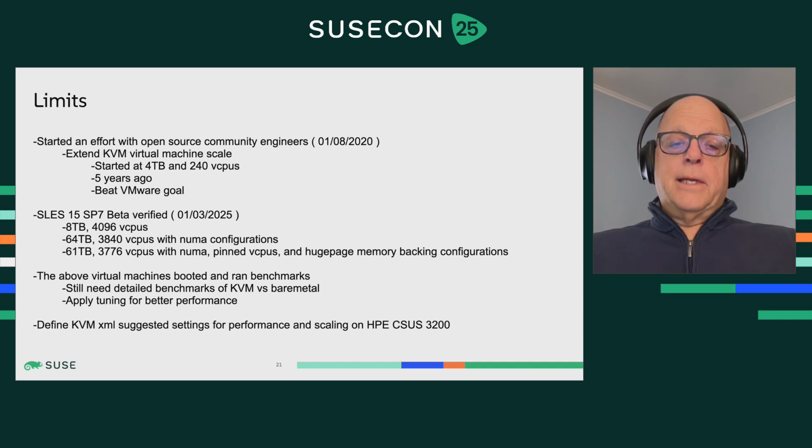with the NUMA configuration. And then when we look at more of a performance configuration where we're allocating more resources for the OS, we're looking at 61 terabytes and 3,776 vCPUs. The machines that we just mentioned did boot, and we did run some brief benchmarks just to see if they would complete. We still need much more detailed benchmarks of KVM versus bare metal and to apply some tuning, but that system is very hard to get onto. So we're all set up for the next time we can access it, but it may take a little while.